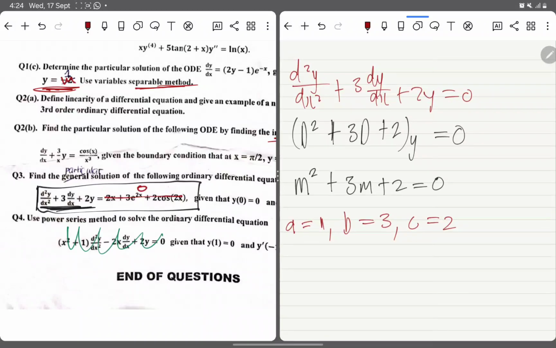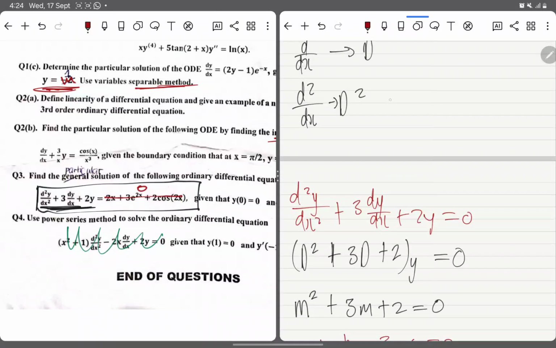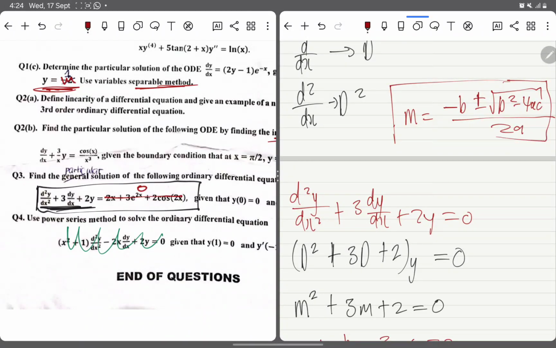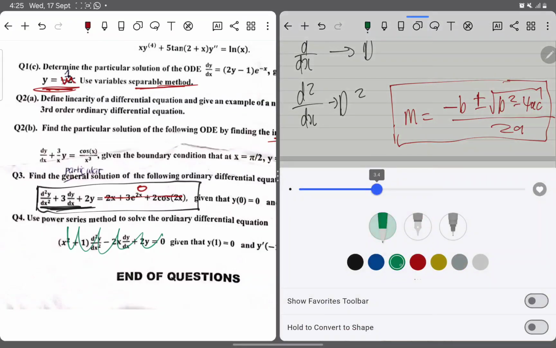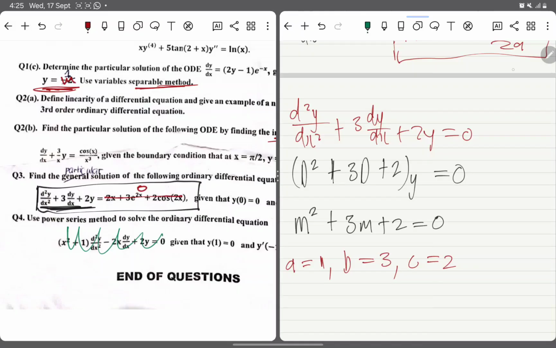Now once you have your a, b and c, you start to apply the quadratic formula. In this case we are looking for m, so m will be equal to minus b plus or minus the square root of b squared minus 4ac, all over 2a. That's what we're going to use to get m all the time. You understand? Now what are we going to get? First we get what we call the discriminant.